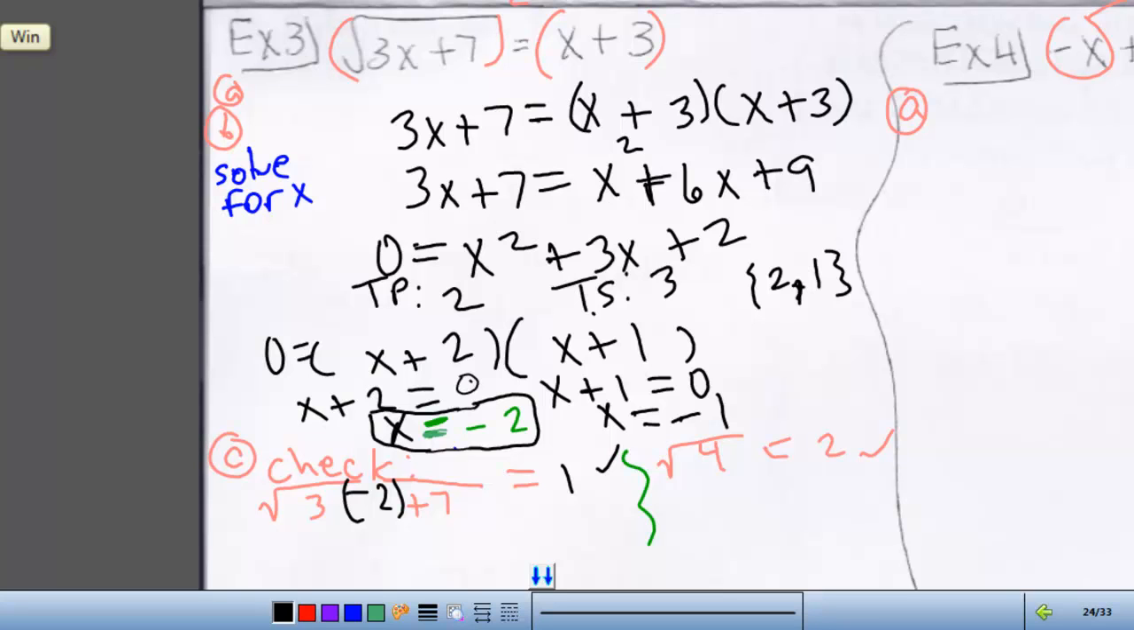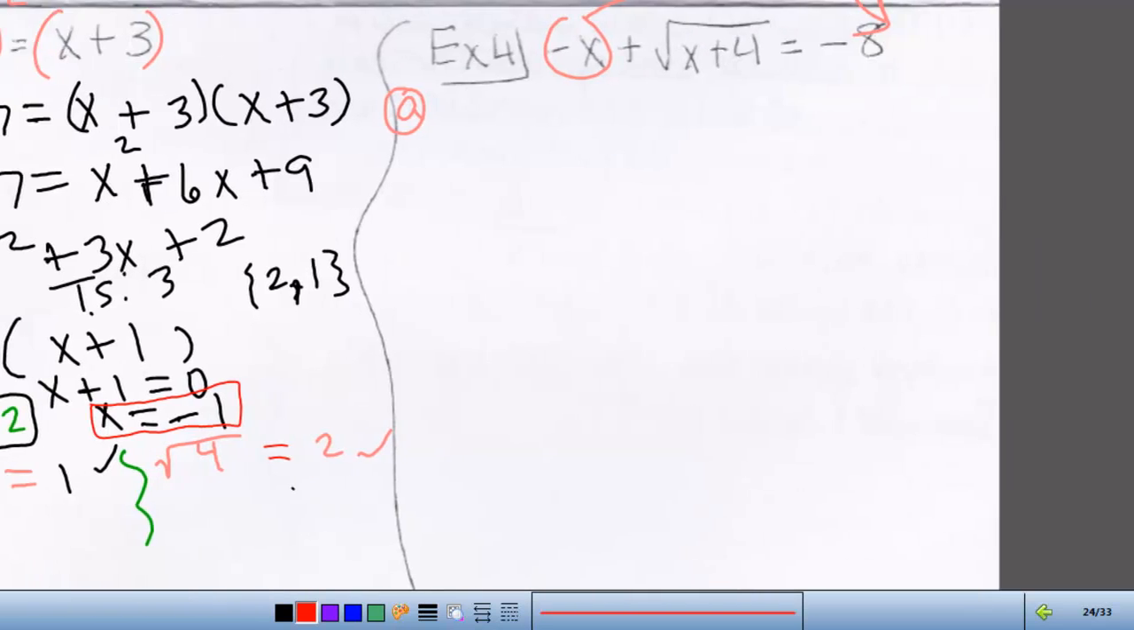Plugging in negative 2 into the original equation checks, so x is equal to negative 2. Plugging in negative 1 into the original equation gives the square root of 4 is equal to 2. This checks, so negative 1 is also a solution.